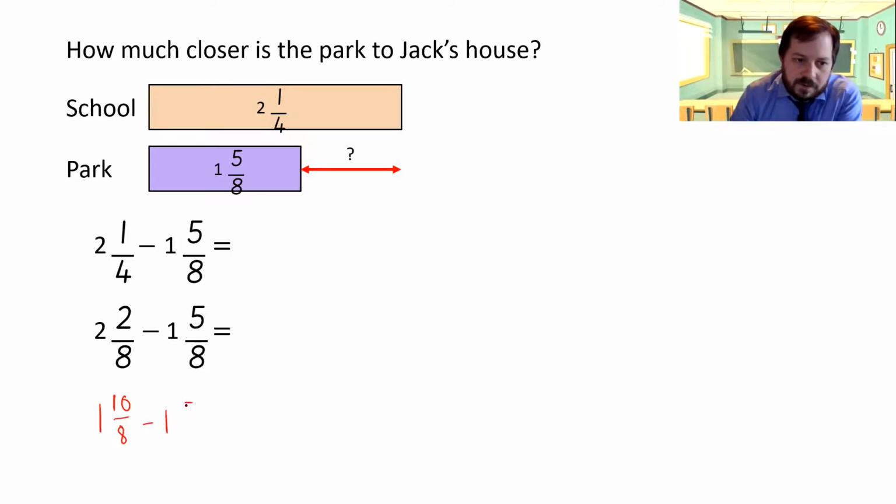Then we can take away the 1 5/8. 1 minus 1 is nothing, and 10 minus 5 is 5. So the answer in theory would be 5/8 of a kilometer, like that.